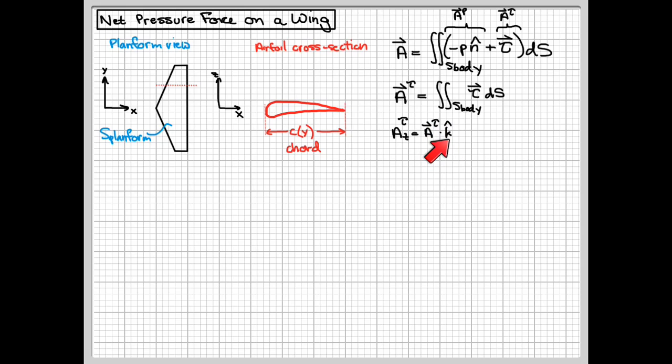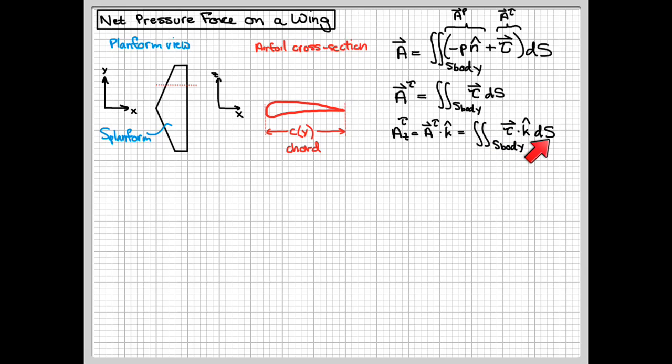Okay, and I can do that by just substituting in, by multiplying by k hat, and I can see then the viscous stress net force in the z direction is the integral over the body of tau dot k ds. Okay, and I could define the same thing for the viscous stress in the x or the y direction, and I'd get a similar kind of result here.